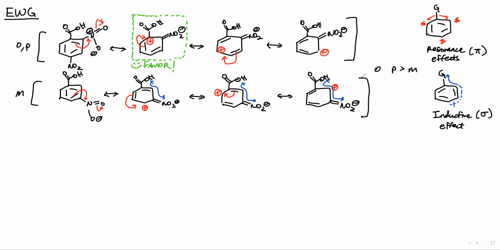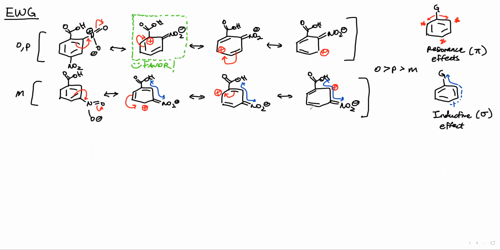Ortho is going to be the stronger acid simply because it has the better inductive effect. Ortho and para have a combination of both, which makes them better than meta, but ortho has the stronger combination of both. And that's how we explain EWG.